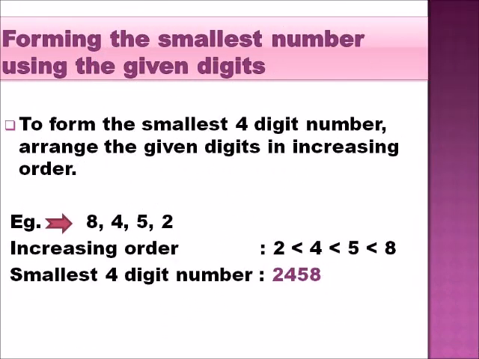Children, now let's form the smallest 4-digit number. So, first we have to arrange the given digits in increasing order. Let's see examples for forming the 4-digit smallest number using the given digits. Here in the first example, we have digits like 8, 4, 5 and 2. Now let's arrange them in increasing order, like 2 is lesser than, 4 is lesser than, 5 is lesser than 8. Therefore, the smallest 4-digit number will be 2458.